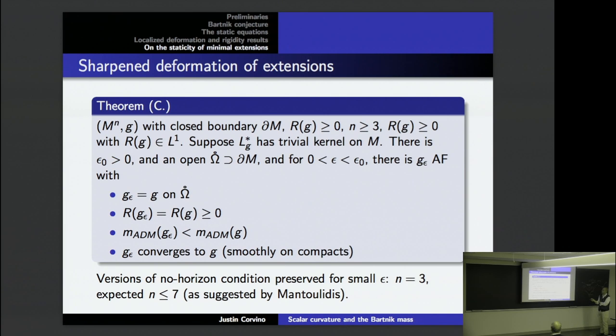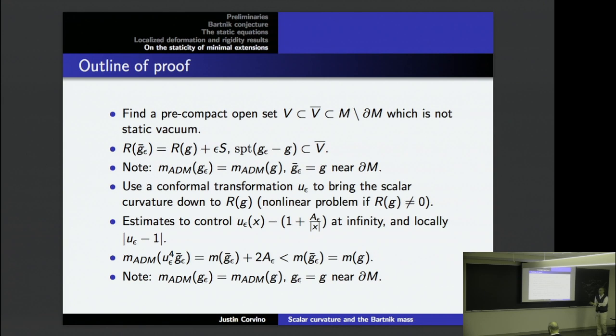So if you had an extension of a domain that was not static, so L star has trivial kernel, then you could produce an extension with smaller mass, still obeying the curvature conditions, and whatever boundary conditions you had, you preserve. I'll say a few words about the proof. If I run out of time, then I won't give the actual proof of a simpler result, which is elementary, but anyway.